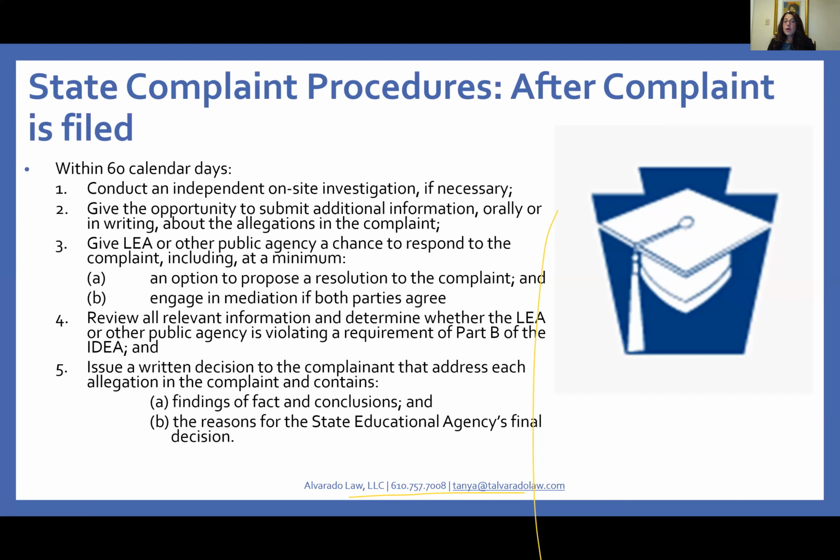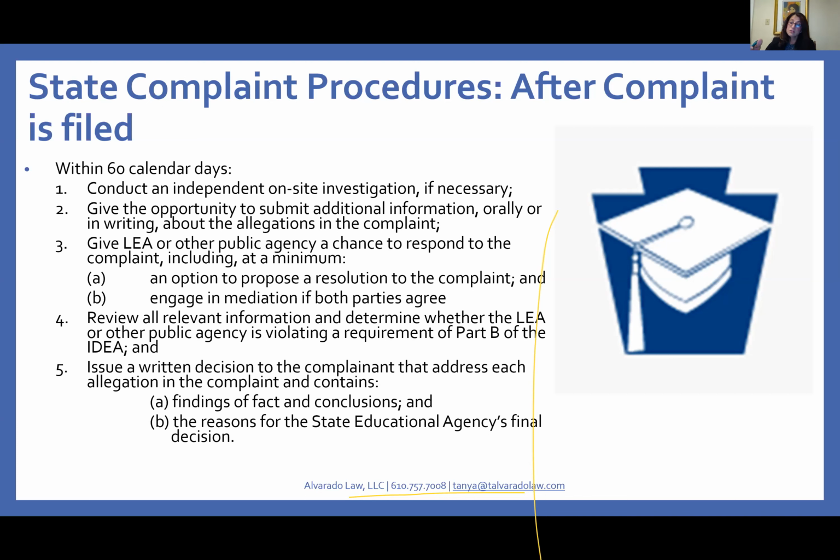Okay, what happens within the 60 calendar days? An investigator is assigned to your case. They give you a chance to add information, present more evidence, identify witnesses. If you think there's somebody that has information about this that can support your allegations. They also, it's an investigation.